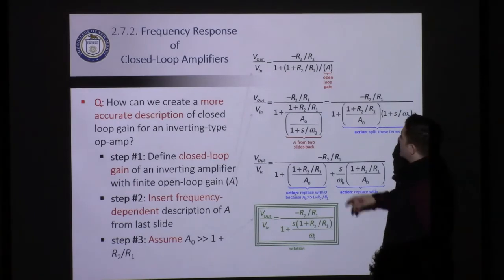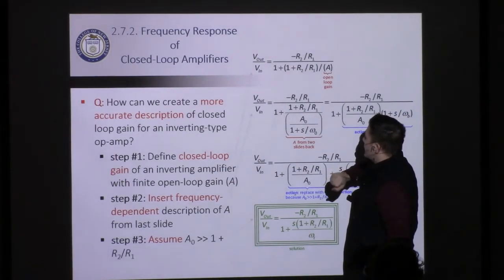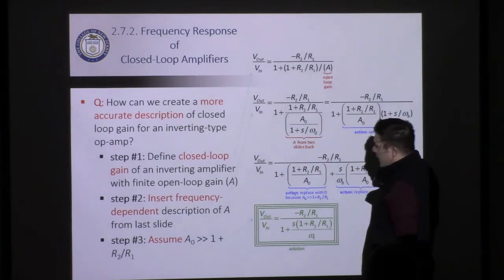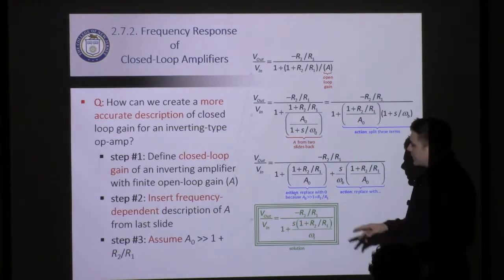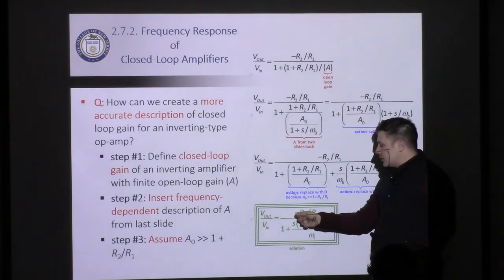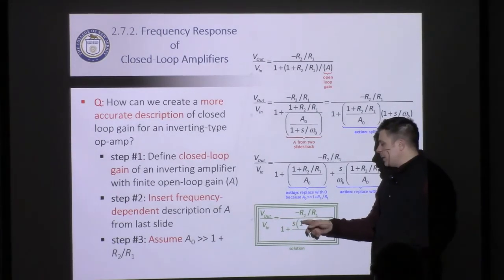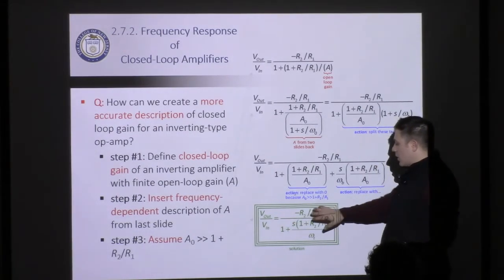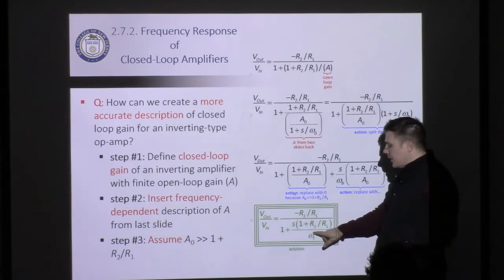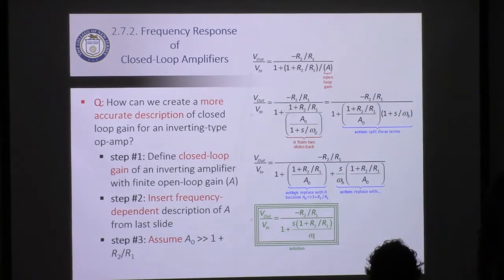But right, we take the non-ideal open loop gain, we plug in the transfer function, and we end up with this. And so what it says is, okay, for the inverting op amp, the closed loop gain is equal to negative R2 over R1 over 1 plus j omega over omega t, times 1 plus R2 over R1. All this is stuff that you know. And then lastly, omega t, which is our unity gain frequency, the frequency at which the magnitude of the gain is equal to 1.